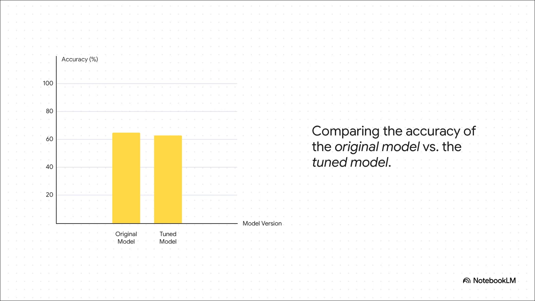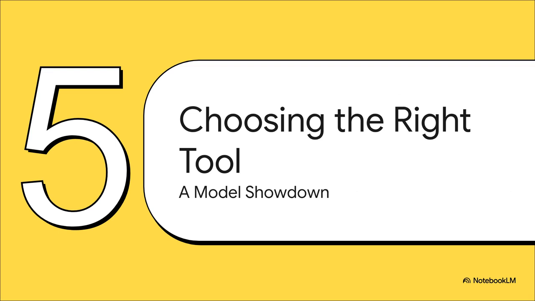And wait, what's this? The score actually went down a little bit. Now, this is a fantastic example of a really key idea in machine learning. Sometimes, if you try to make a model too perfect for one specific test, you can actually make it less flexible and worse on other tests. The goal isn't just to ace one exam, it's to build a model that's reliable and robust out in the real world.